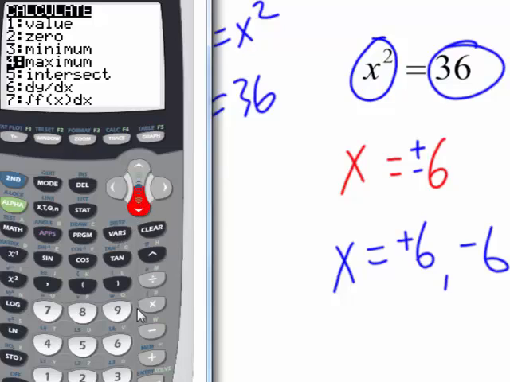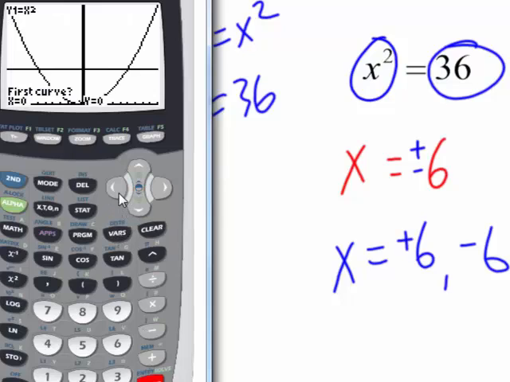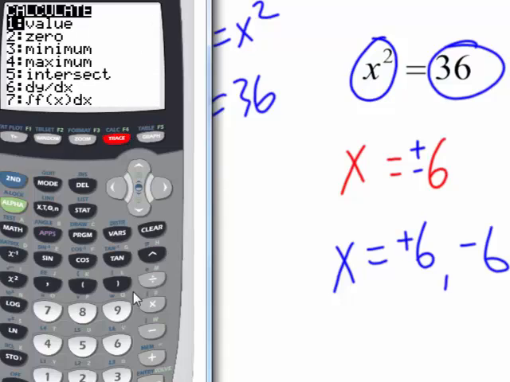5 for intersect, first curve, second curve, take a guess. Now I might actually want to guess at one of these because there's 2 of them. I'm going to guess that one first, this one on the left. There we go. So negative 6 is an answer, which I'm guessing this one must be 6 as well. I'll just quickly do that.